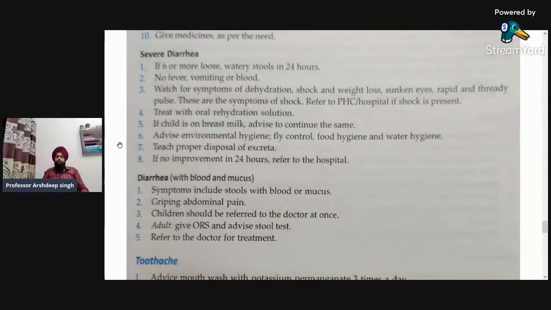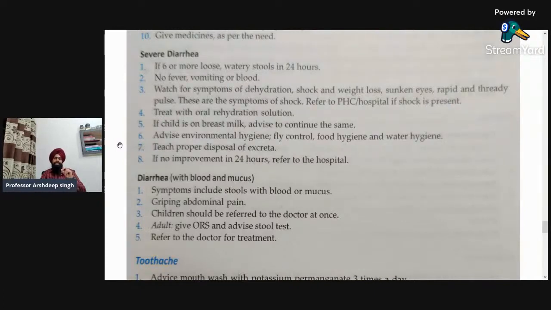So if there are 6 or more loose watery stools in 24 hours, that would be the condition of severe diarrhea. No fever, vomiting, or blood would be present. Watch for the symptoms of dehydration, that is shock and weight loss. Okay, so each and everything is written here in an explained manner, so I have to explain very little.